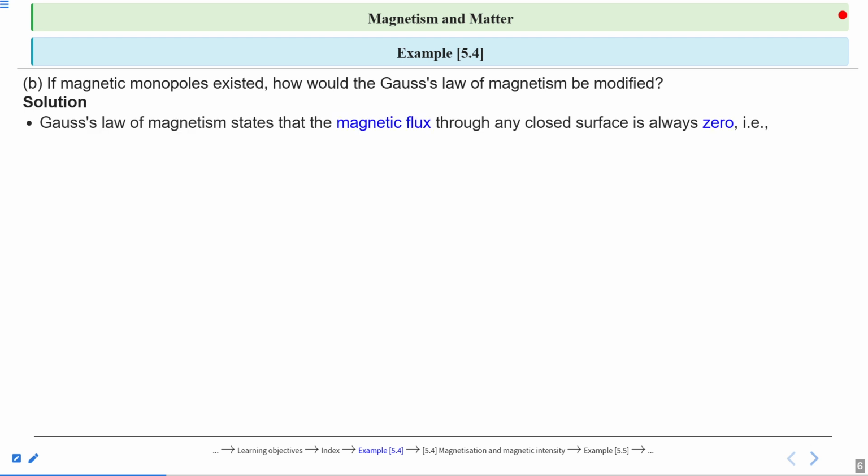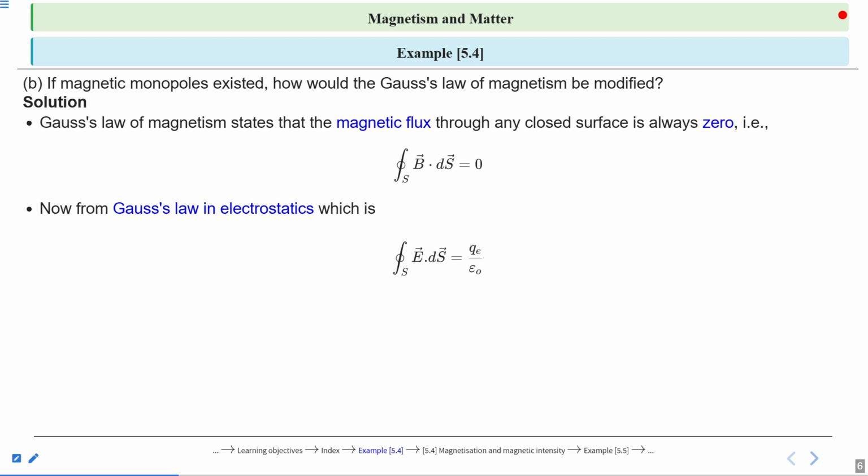So let's see the solution. Gauss law of magnetism states that the magnetic flux through any closed surface is always zero. That is, the closed integral of B vector dot dS vector is always zero. But now, consider Gauss law in electrostatics, because we know that isolated charges exist. Gauss law in electrostatics is not zero. The integral of E vector dot dS vector is equal to Q enclosed, that is the charge enclosed by the closed surface, upon epsilon naught.